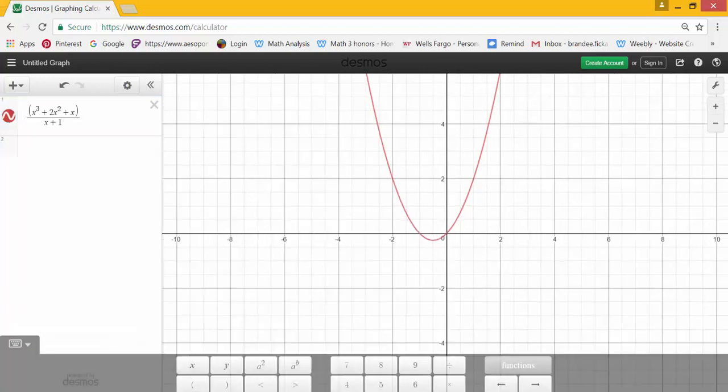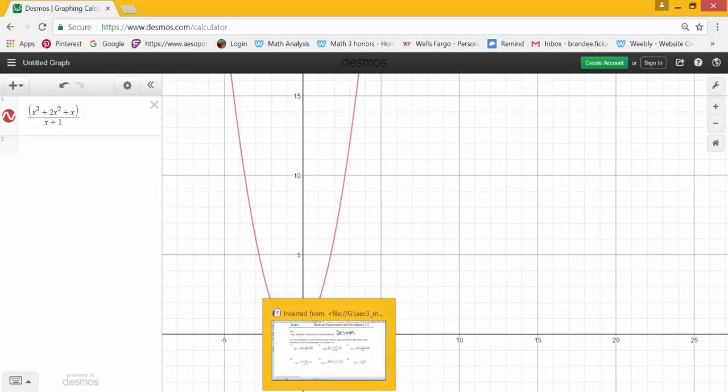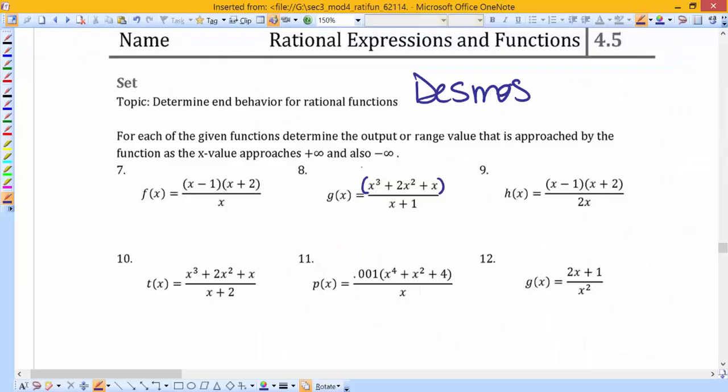So here is this rational function, and you're probably wondering, why is this a parabola? It is a parabola because if I factor out an x, I am left with x squared plus 2x plus 1, which is factorable. So I would have x times x plus 1, all over x plus 1. And a pair of x plus 1's cancel, which leaves you with x times x plus 1. So that is a parabola.